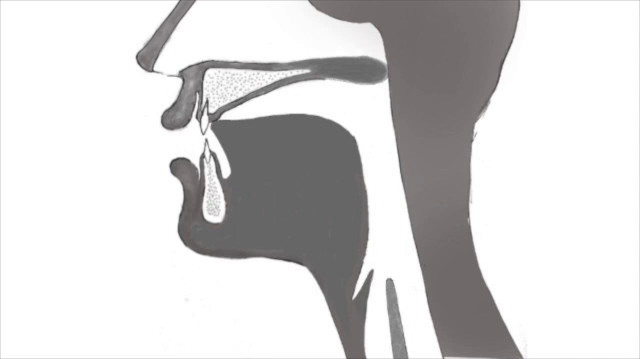Right, so let's start by looking at a light L. So this is a light L. As you can see, the soft palate is raised. So this stops the air escaping through the nose. The arrows show the flow of the air coming over the sides of the tongue. So this is a light L.